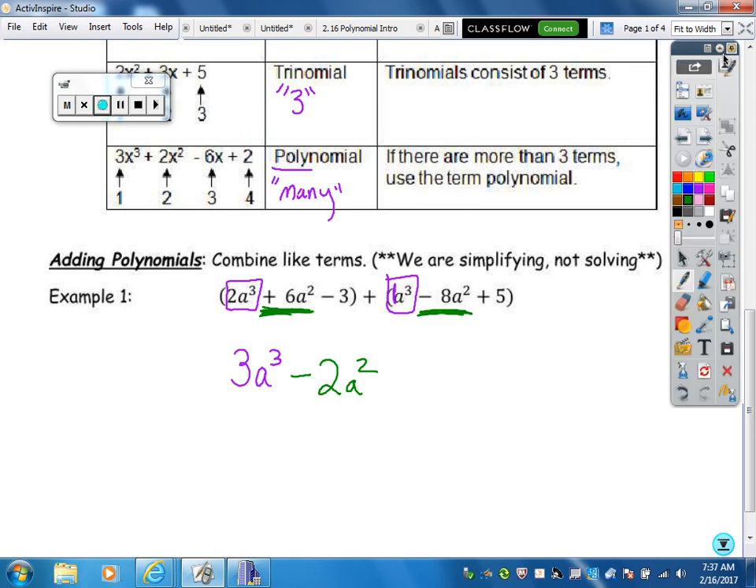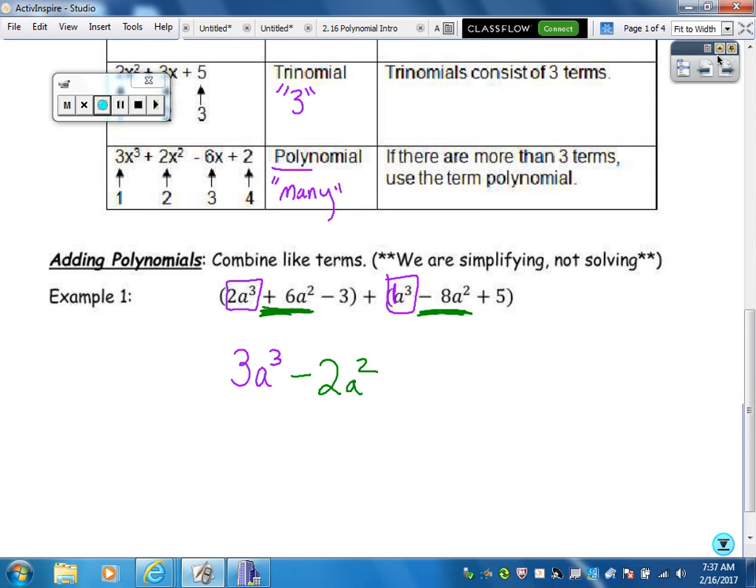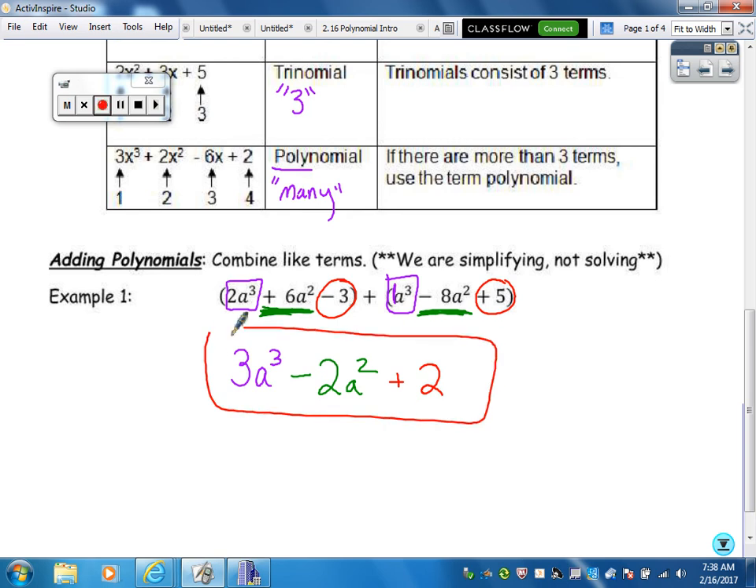And finally, last thing, we have some constants here. So we're skipping over just regular old a to the first, but we go right to our constants. So negative 3 plus 5 is positive 2 still. That is your final answer. Again, a real quick check.